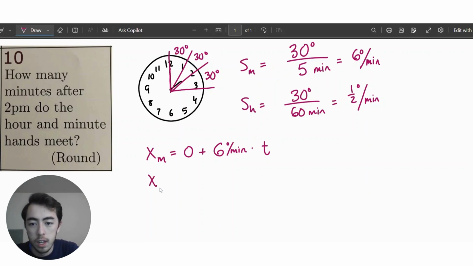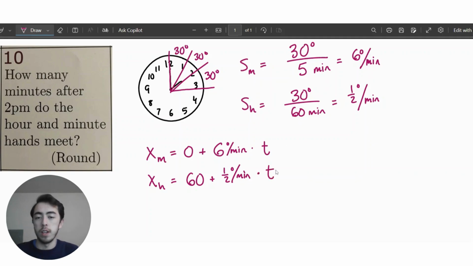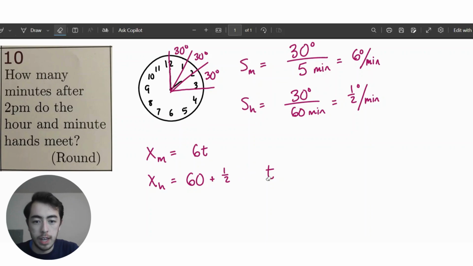I think I'll do time in minutes, and I'll just keep it as a t. The position of the hour hand, and that one has that head start, so it's going to be already at 60 degrees here, but then it moves at a slower rate, so it's only going to be half a degree per minute, so that's its rate or its speed. And then I'm going to do speed times time to figure out the resulting position after a certain amount of time. And then the units are kind of clouding my math abilities here, so I'm going to simplify a bit. That 0 doesn't do anything, so I have a 6t for this position, and then I have a 60 plus half t for this position.